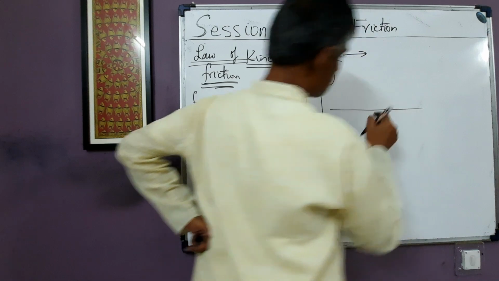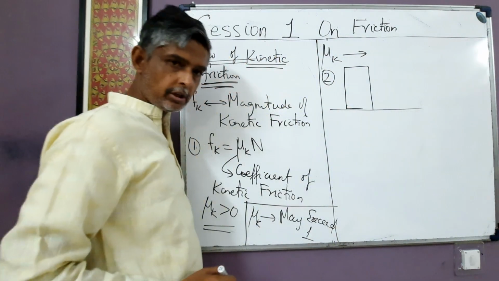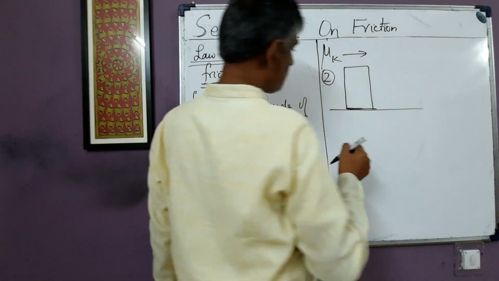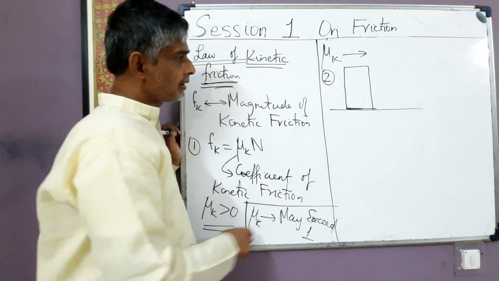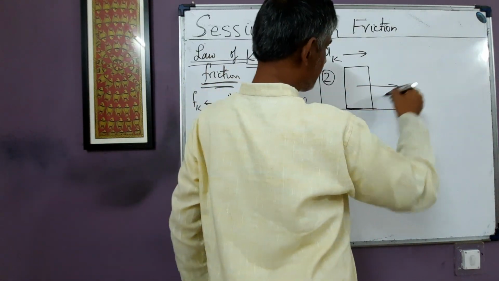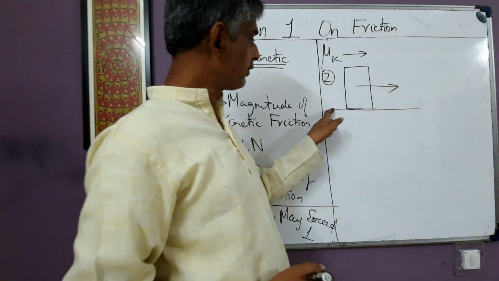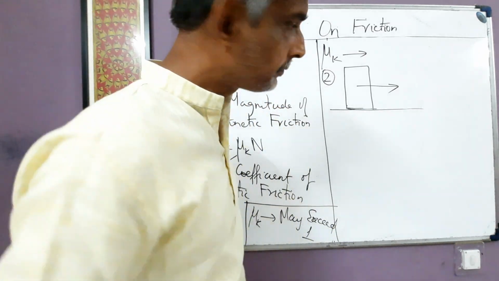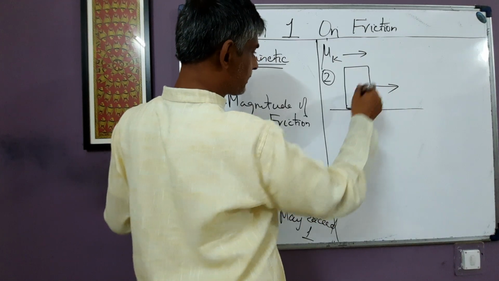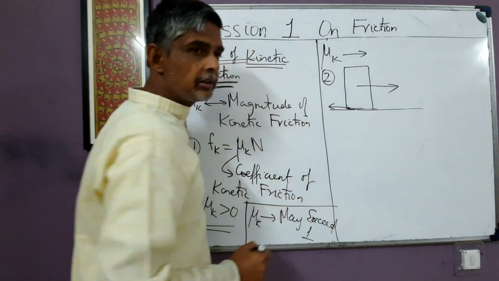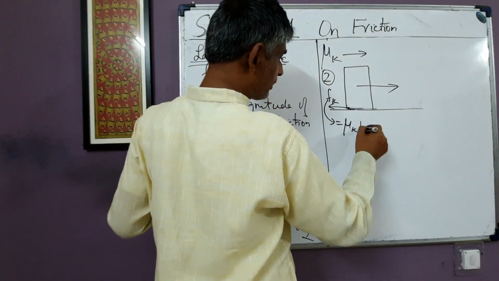Let's suppose this is a rough table surface. Here we have a cuboid or cube. Now, suppose this block is sliding over this rough table surface. This table surface is fixed. So this table surface exerts a kinetic friction on this body opposite to the direction of relative slip, that is in the leftward direction, Fk. The value of this Fk will be equal to mu k n, as I've stated just now, the first rule.